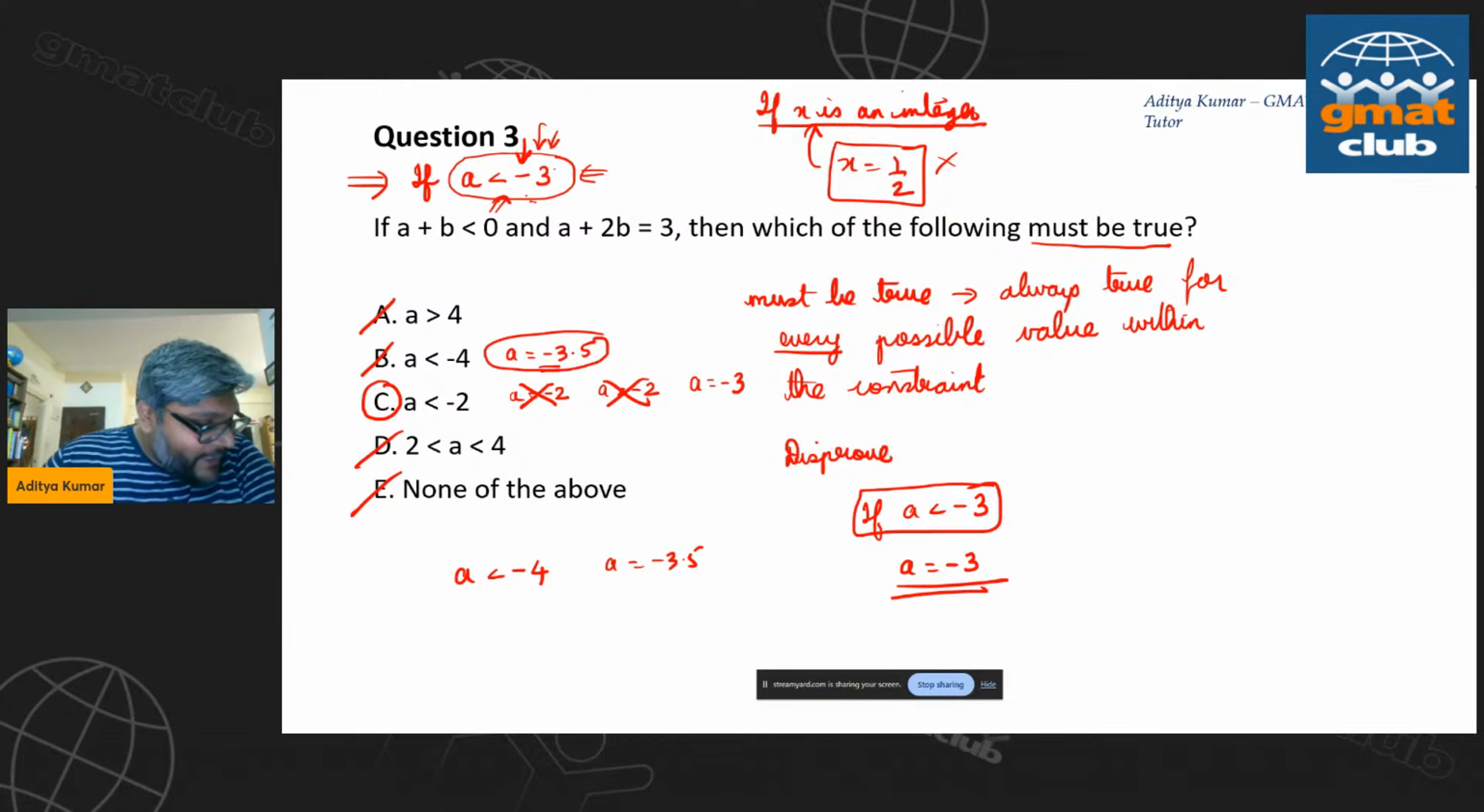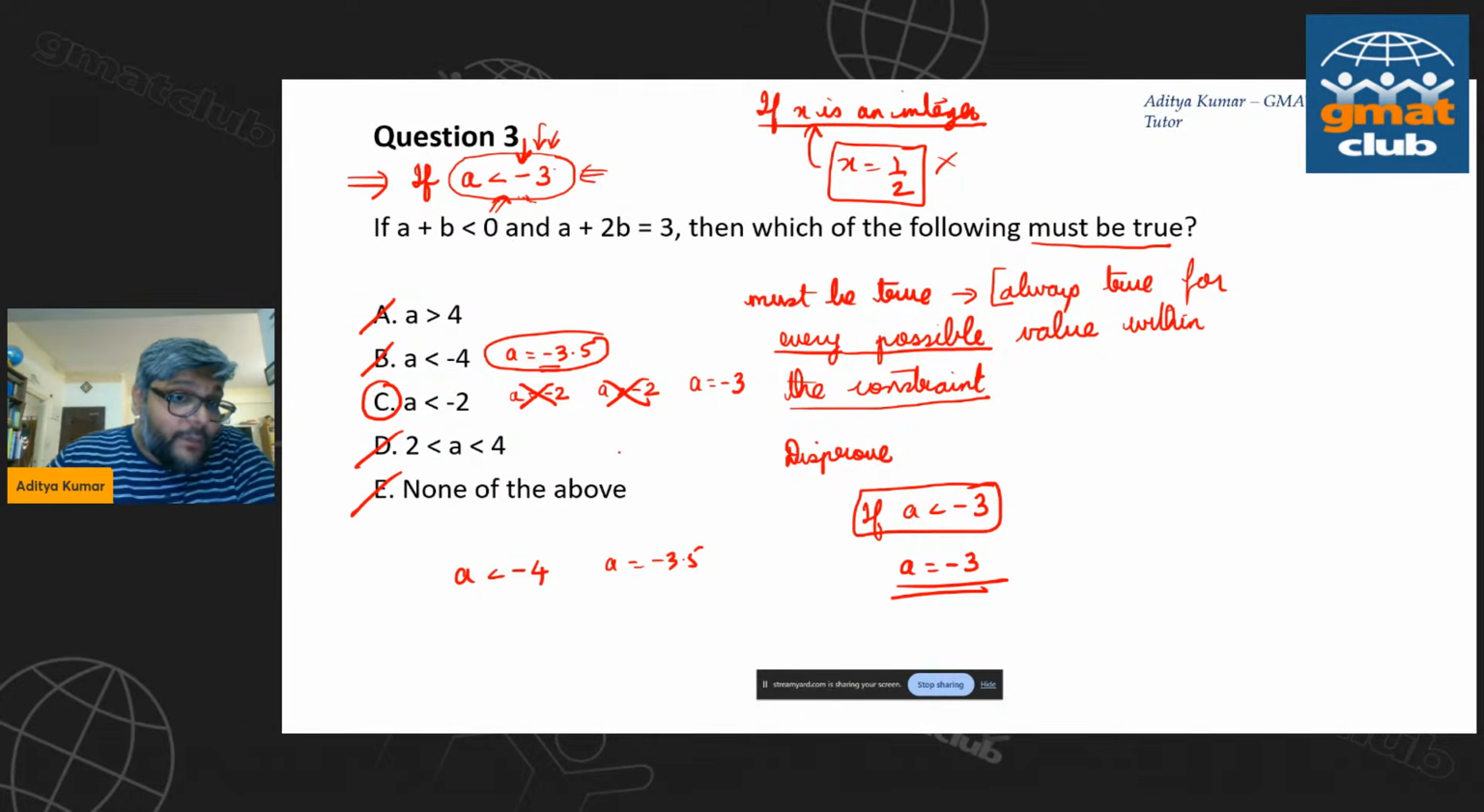Yes. That is what I meant, Varun, right? That you cannot take a is less than -4 because it doesn't cater to all the values between -3 and -4, which are defined values for a. And that is why I wrote this down, right? You can only pick an answer choice, especially in a must be true question, that is always true for every possible value within the constraint. So you need an answer choice that satisfies every possible value within the constraint.